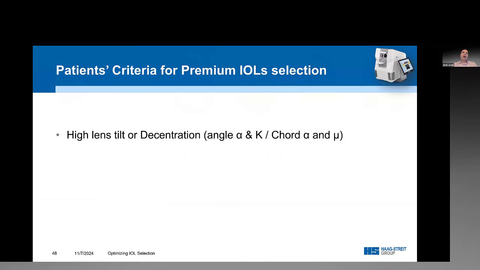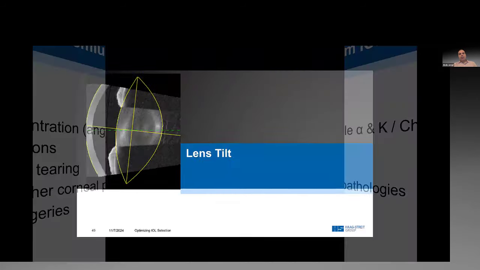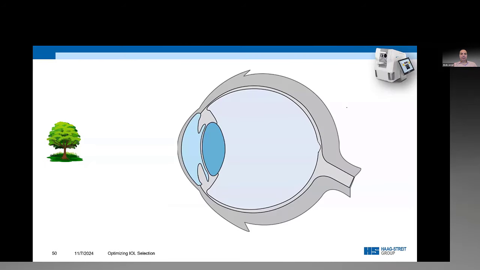So we should consider high lens tilt or decentration, higher order aberration, dry eye or excessive tears, corneal opacity or corneal pathologies, and if any previous corneal surgery was done. So let's have a quick look at lens tilt.